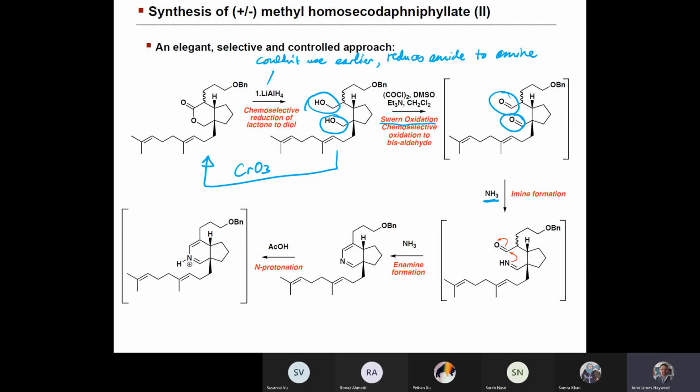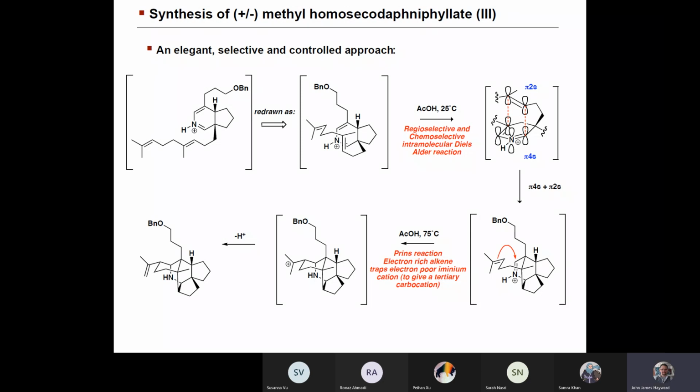But upon addition of ammonia, we get imine formation, we get enamine formation, and we get loss of water to get through to this system here, which can be considered an azodiene or a heterodiene, if we really want to call it that. Okay, and that heterodiene in the presence of acetic acid gets protonated. And now we get a really sweet reaction pathway because the protonation makes it more reactive and it undergoes a regioselective and chemoselective intramolecular Diels-Alder. Okay, it selectively reacts at the position we want.